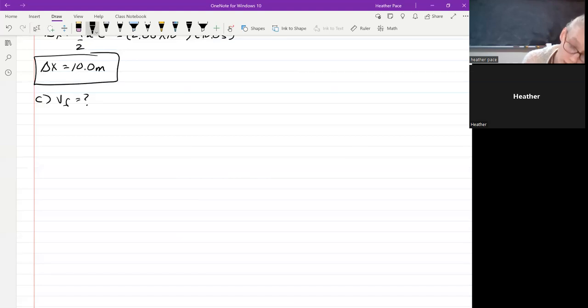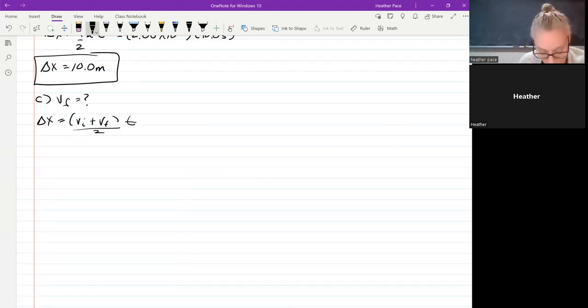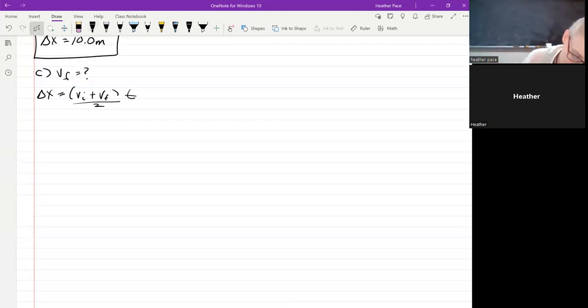And we're going to have delta x equals VI plus VF all over 2, times t. Basically, we're just finding the average velocity between the beginning and end. We have constant acceleration though, so we know that the average is going to be correct.